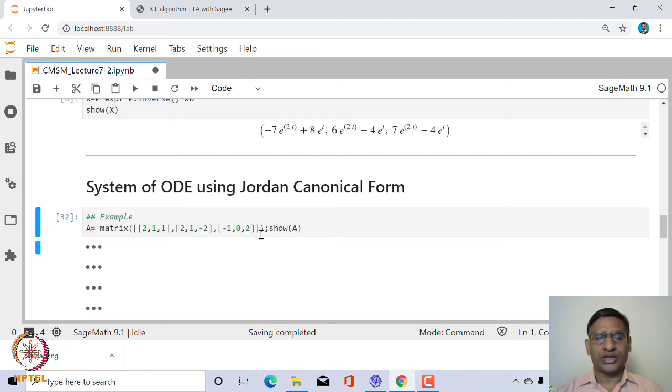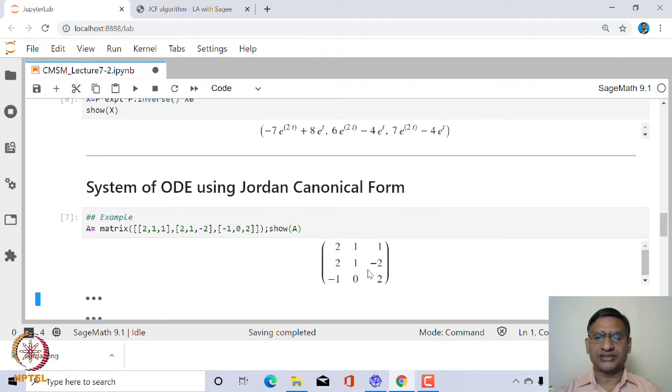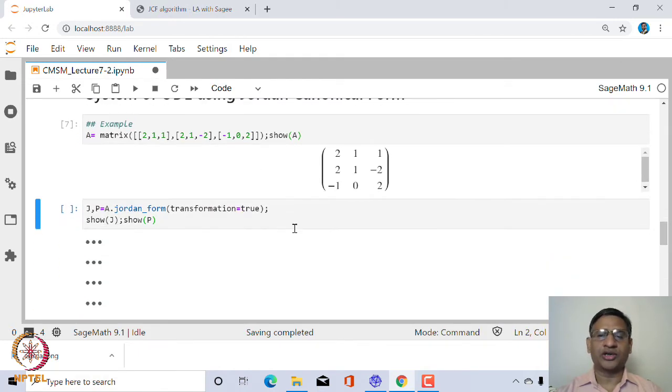So let us look at an example. Sage has an inbuilt function to find the Jordan canonical form. Let us look at two examples. From there I will explain, but this is a very useful concept in linear algebra. So suppose you have a matrix A, which is this matrix, and you can find the Jordan canonical form of this matrix.